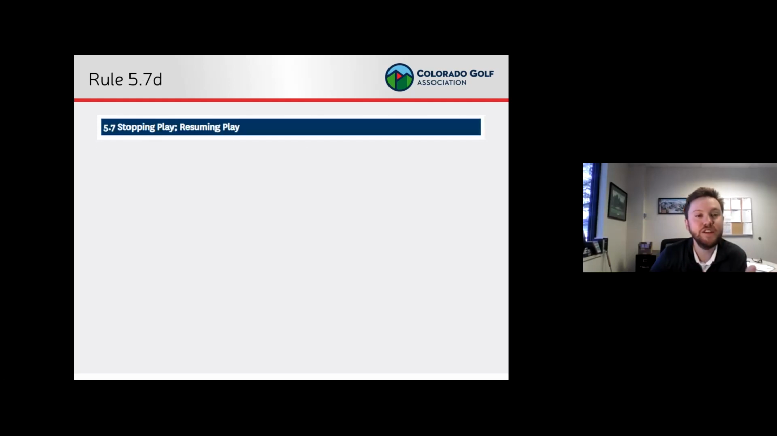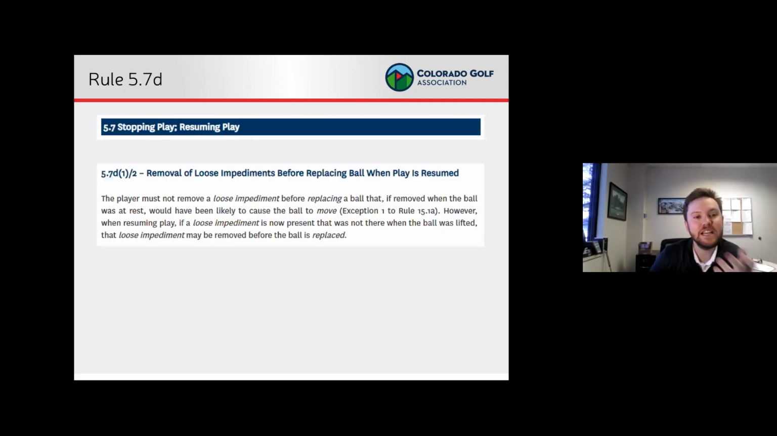Our last one, 15.7d, 1/2, removal of a loose impediment before replacing ball when play is resumed.